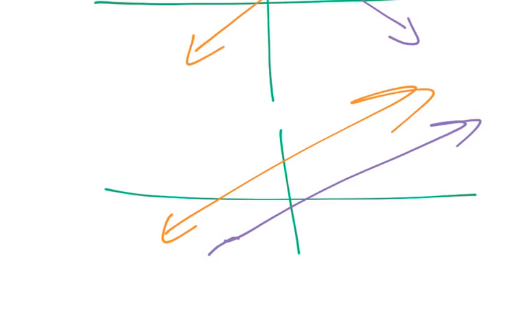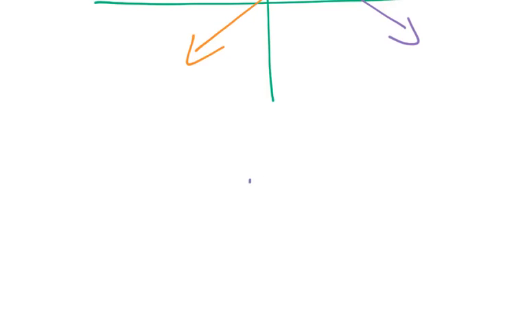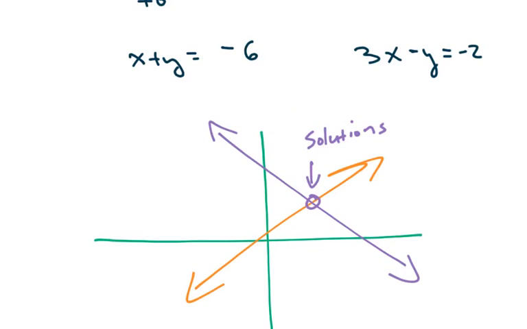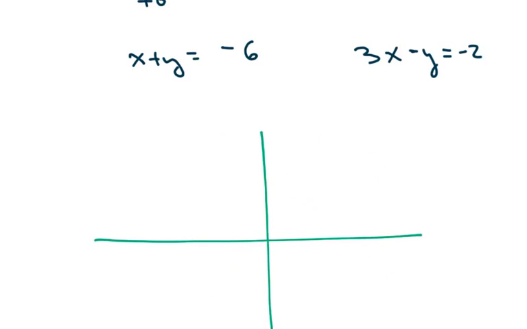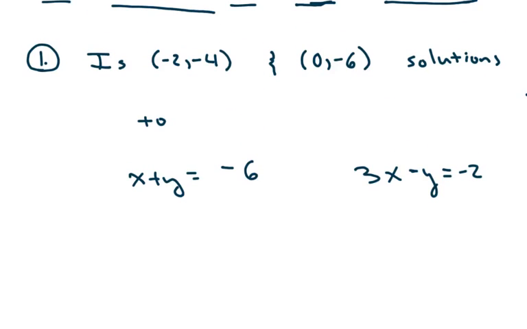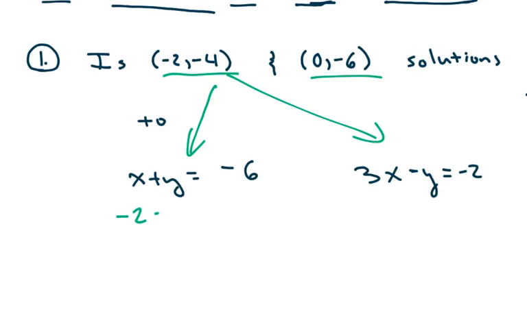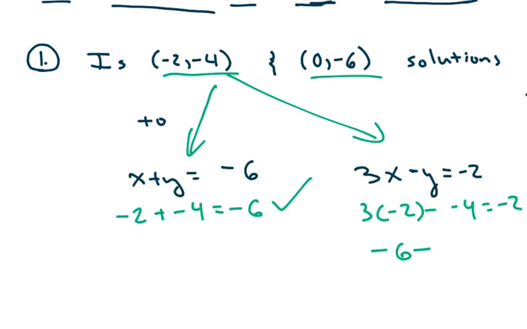Alright, let me get rid of these graphs here. So the question emerges, how do we know what the solutions are? One way of deciphering the solutions is if I give you two points, you can substitute those points into both equations and see if they're true. Notice if I substitute in negative 2, negative 4 into the first equation, that's true. If I substitute negative 2 and negative 4 into the second one, I get negative 6 plus 4, which is also negative 2, and that's true.